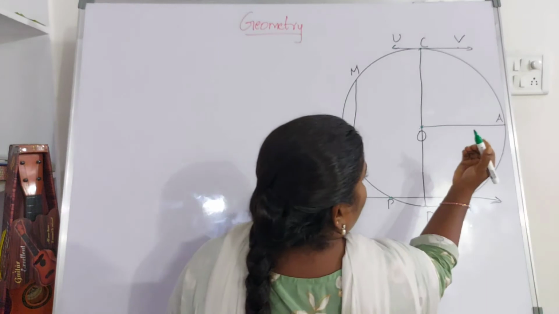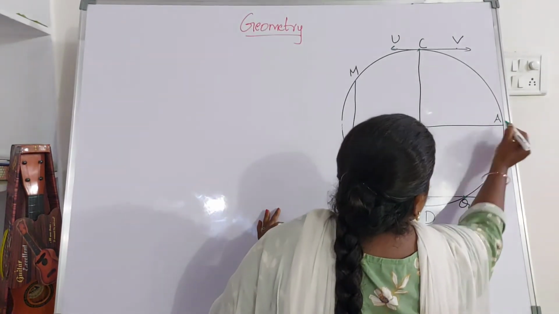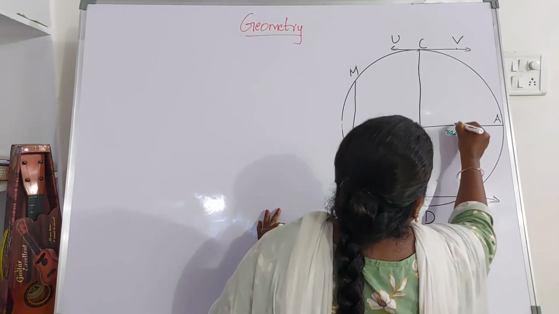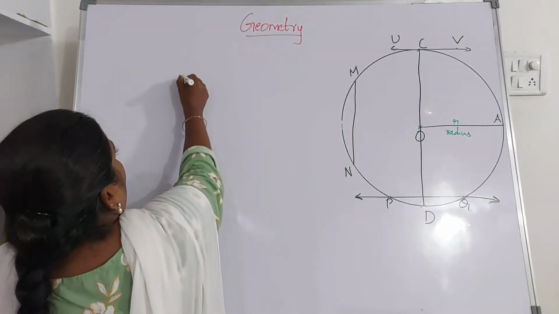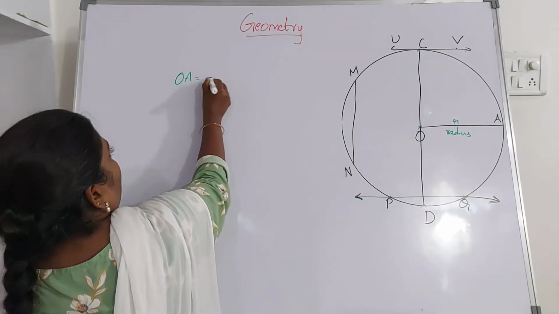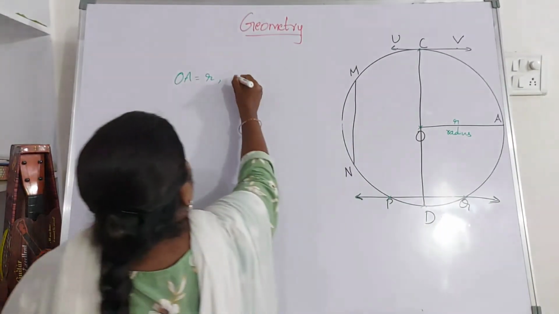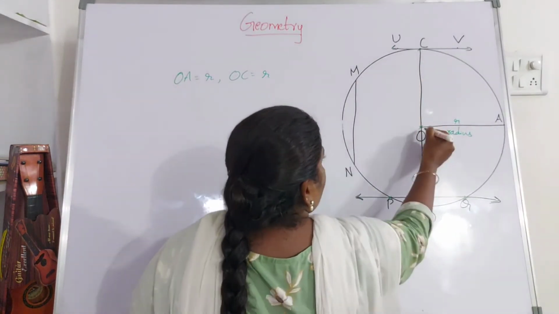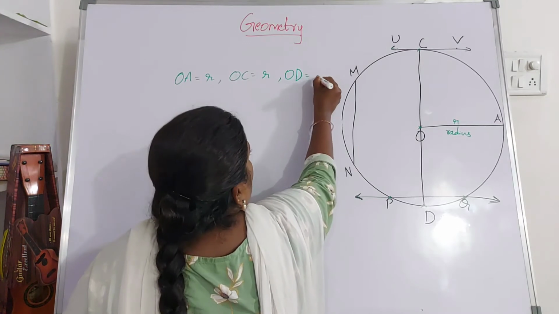Now I already explained, a line segment touching the center point to the circle is called radius. So I can name it as R. So here OA is R. In the same way OC is also R because it's also a radius. Now OD is also R.